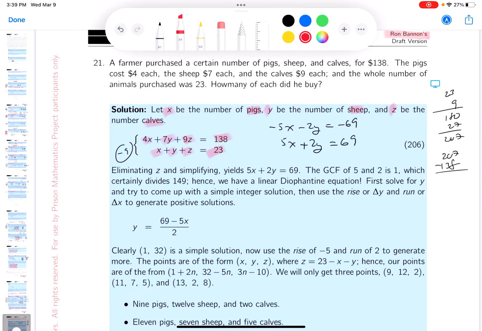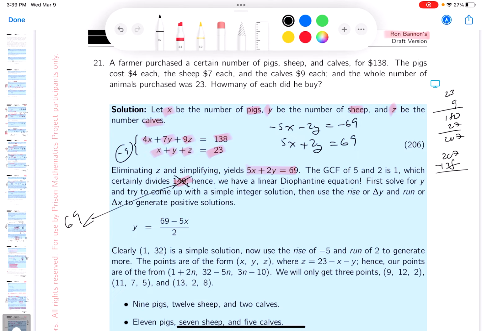And I do see that right there. The GCF between 5 and 2 is 1. It divides 69. I'm good. I'm sorry, I made a mistake in the notes, by the way. So I'm going to erase this over here. I notice I made a mistake. This should not read 149. That should read 69. So let me cross this out, and I will correct that. It should say 69.